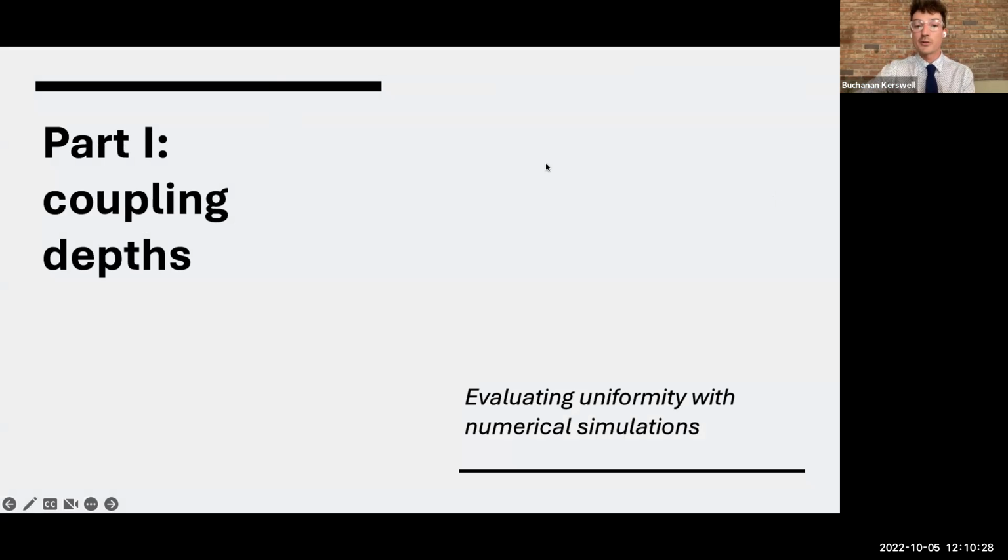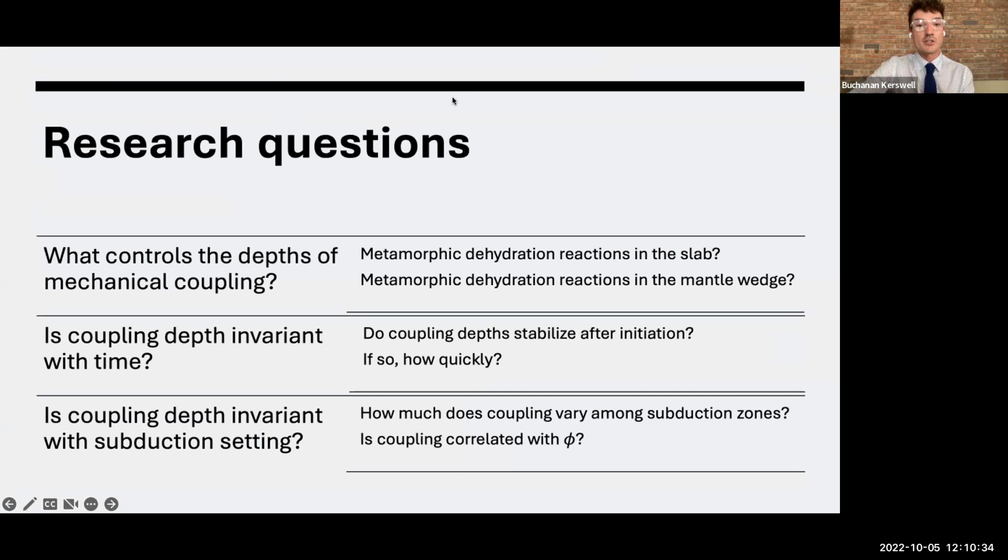So in part one, we're going to evaluate the distribution of coupling depths using numerical simulations. These are the research questions that we attempt to answer. First, what controls the depths of mechanical coupling? Is it metamorphic dehydration reactions in the slab? Does it have something to do with dehydration reactions in the mantle wedge?